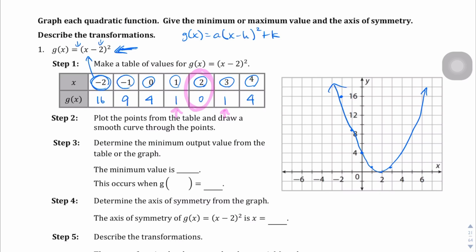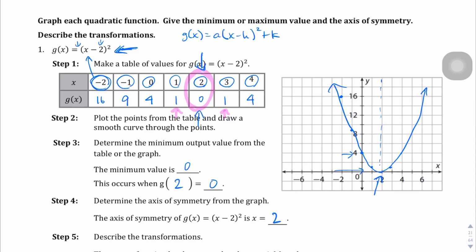So let's take a look at step 3. The minimum value right here is 0. So when that happens, not when g of 0, right? g of 0 would be 4. We don't want that. It happens when x equals 2. So when g of 2 equals 0. And we can see that right here, if you haven't noticed. The axis of symmetry is x equals 2, right? This is our axis of symmetry right here, when x is 2.